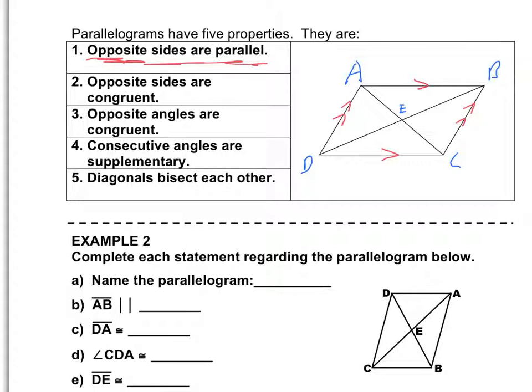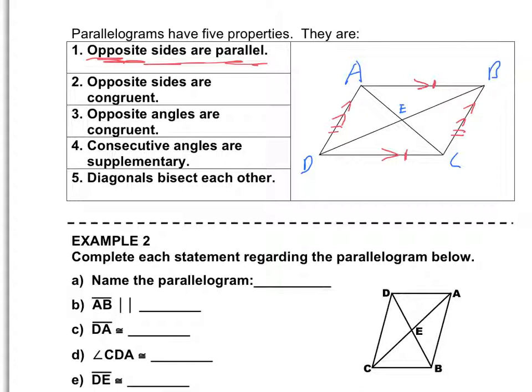Then it also says the opposite sides are congruent. Congruent, remember, means they're the same measure. So this side is congruent to this side, and this side is congruent to that side. Remember, the single tick mark will match the other side that has a single tick mark. That means they're the same length. The double tick mark matches any side that has double tick marks. So opposite sides are not just parallel, they're also congruent.